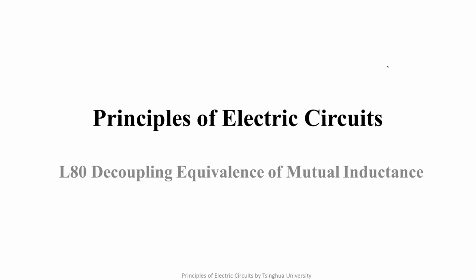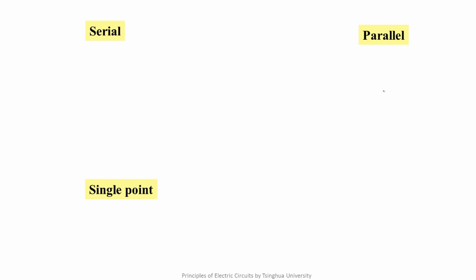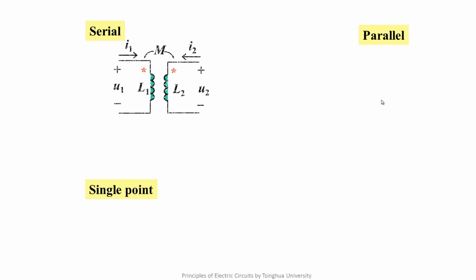After introducing the concept of dot convention in lecture 78, in fact, from time domain and phasor domain, we can write the expression of the mutually induced voltage according to the dot convention. But in practical application, two mutually inductive coils are often connected together. In this lecture, we take a look at how to simplify the circuit analysis for different connection ways. We discussed three types of direct connection, that is parallel, serial, and single-point connections.